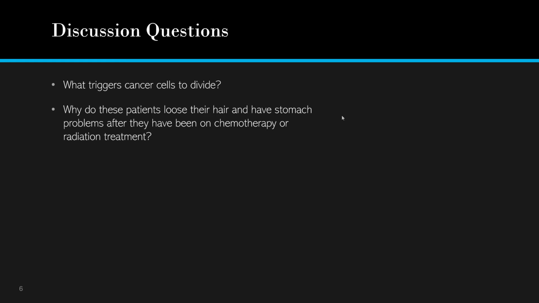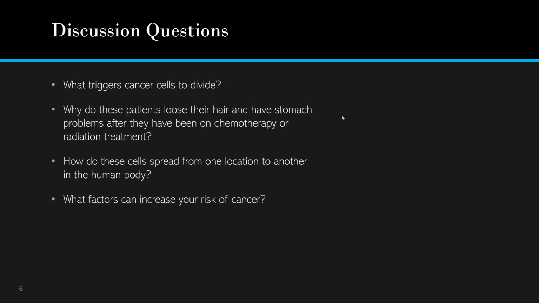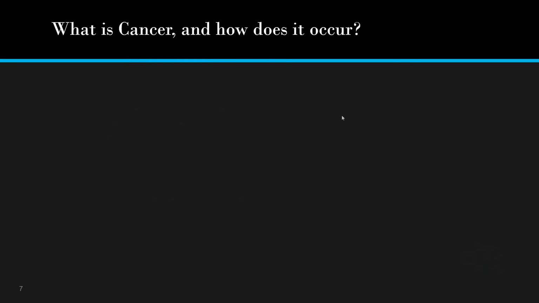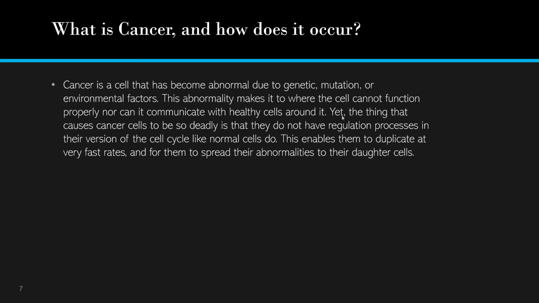And here's some questions to think about as the presentation goes on. What triggers cancer cells to divide? Why do patients lose their hair and have stomach problems after they've been on chemotherapy or radiation therapy, also known as radiotherapy? How do these cells from one tumor get located in another part of the body? That's specific to malignant tumors. What factors can increase your risk of cancer? That all depends on the environment, which will be specified eventually.